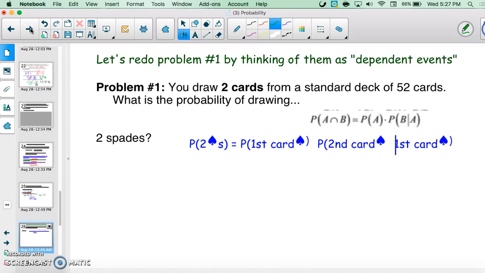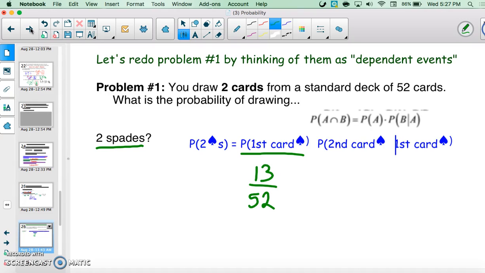Putting that into action for our very last thing, hopefully it'll last. So going back to drawing 2 cards, and we've got 2 spades. If we want to figure out the probability of drawing 2 spades out of our stack, we have a 13 over 52 chance of drawing a spade. So 13 over 52 is our probability of getting a spade.